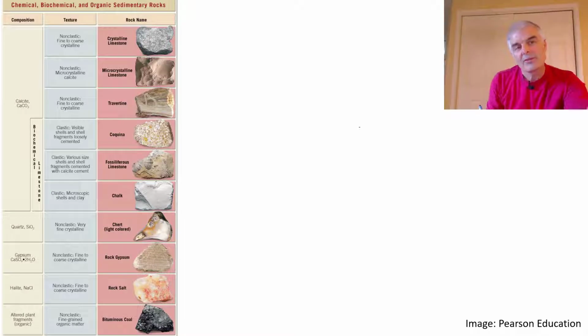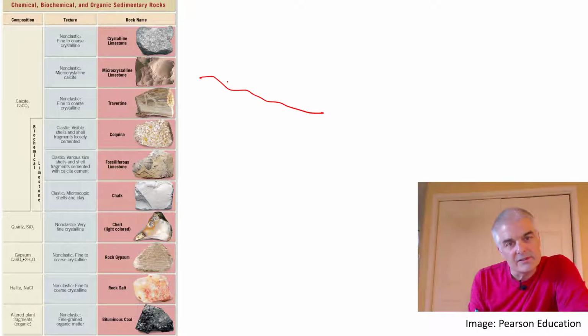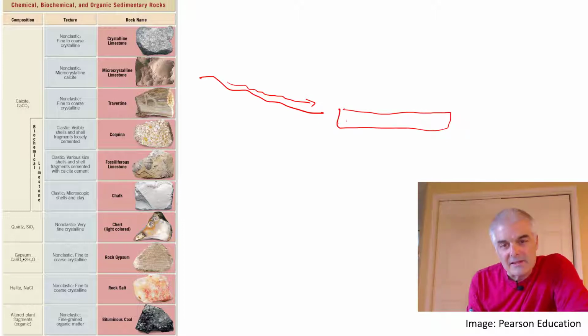Now let's go to the other type, the chemical, biochemical, and organic sedimentary rocks. Now these are interesting in that they come not from deposition. Again, we'll talk about that in a minute, how that happens. But they come from more like evaporation, all right? So you've got like a stream that flows down a mountain, forms a big lake, and then the sediments settle out to the bottom, and then all the water evaporates, and it leaves behind some different kinds of chemicals, right? And these are the types they have.